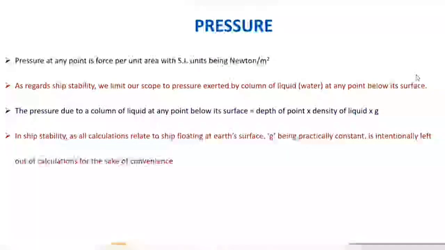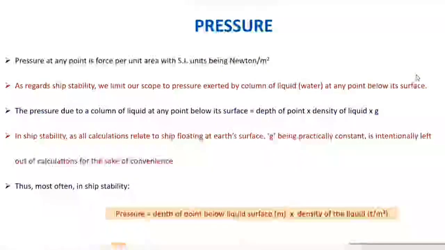I have not changed the meaning of pressure. It's only G that has been kept aside for the sake of convenience, intentionally left out of the calculations. And therefore, in ship stability, most often we will say pressure is equal to the depth of the point below the liquid surface in meters multiplied by the density in tons per cubic meter, and that will give us the pressure in tons per meter square.